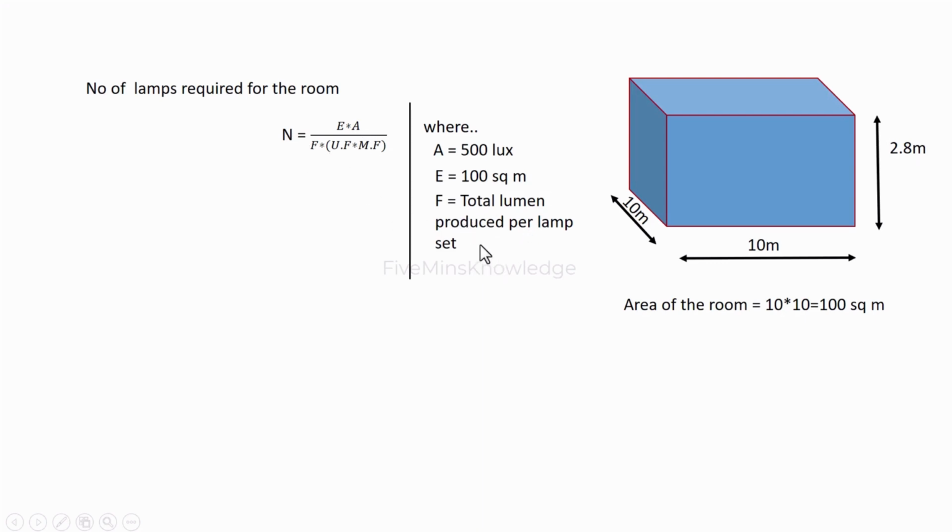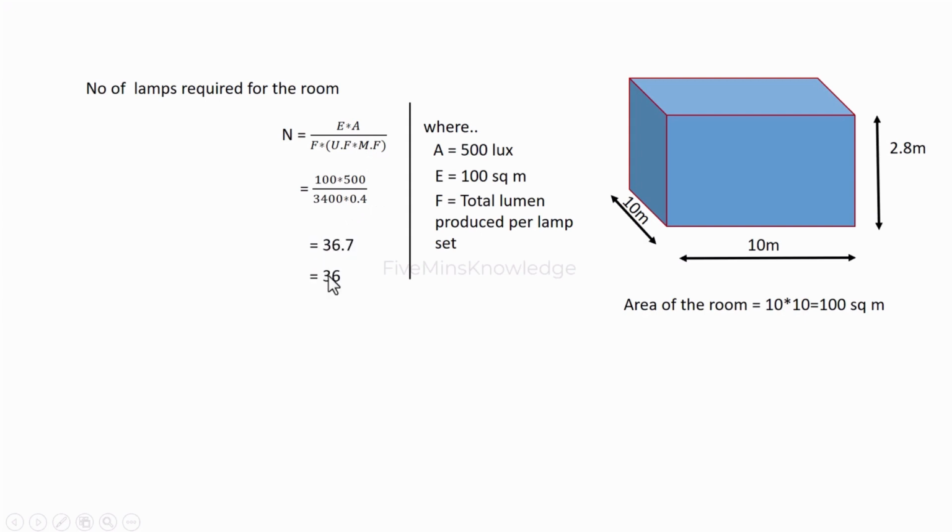That is 3400 we have just seen in the catalog, and UF is the utilization factor and MF is the maintenance factor, and you have already discussed it before. So we will choose the value 0.4. So now E is 100, A is 500, 3400, so the value will be 36.7.